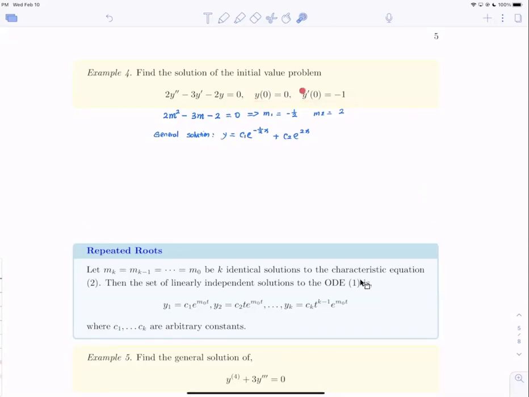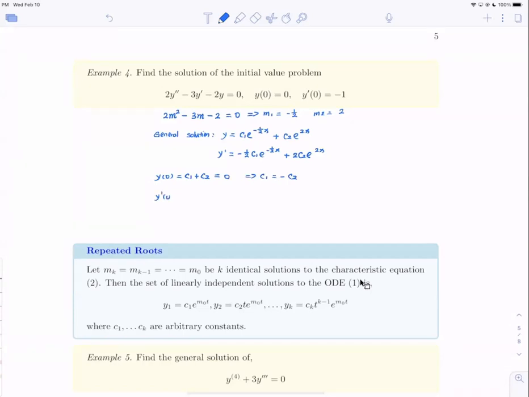That means you can compute those back in to find your c1 and c2. You're given y prime, so you need to find your y prime. Y prime equals negative 1/2 c1 e to the negative 1/2 x plus 2 c2 e to the 2x. Now plug your initial value back. Y(0) equals c1 plus c2 equals 0, which means c1 equals negative c2.